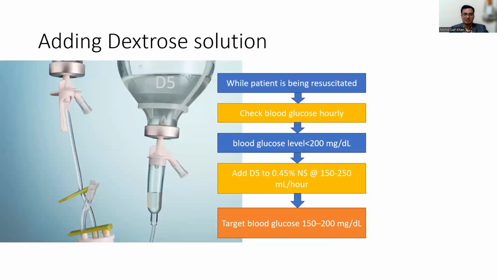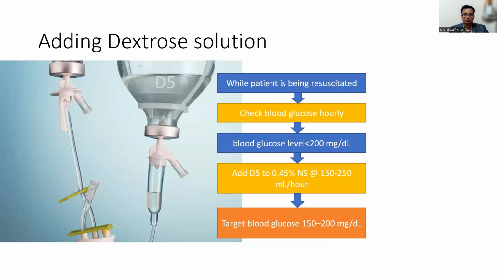Once blood glucose reaches less than 200 milligram per deciliter, you need to add 5% dextrose. Okay, so 200 milligram per deciliter is equal to about 11.1 millimole per liter. So if the blood glucose is decreasing and reaches 200 milligram per deciliter, you should add 5% dextrose in 0.45% sodium chloride at a rate of 150 to 250 ml per hour.